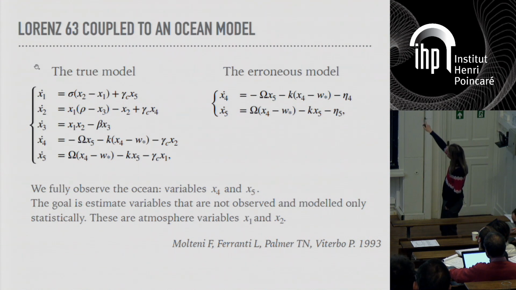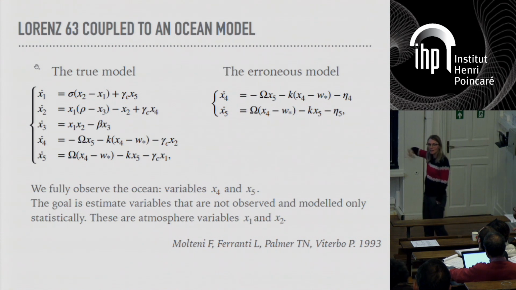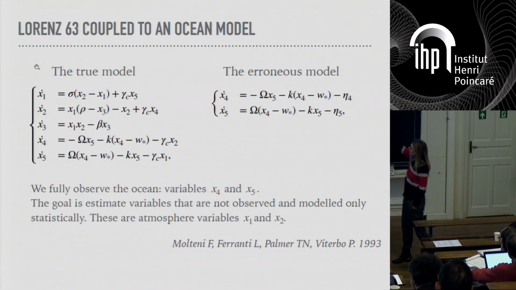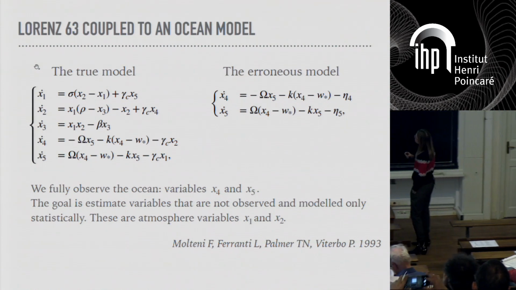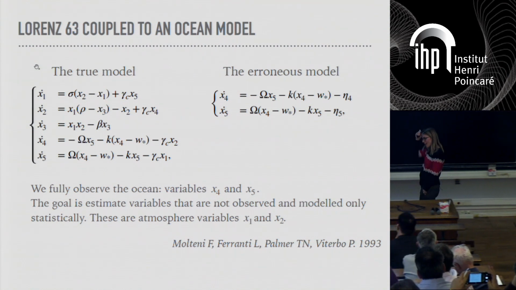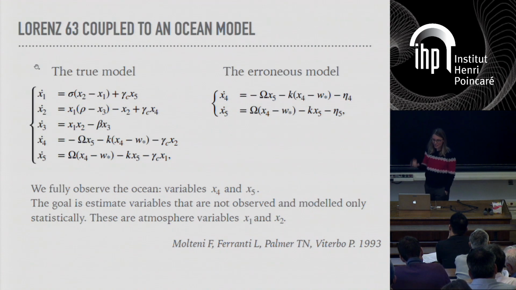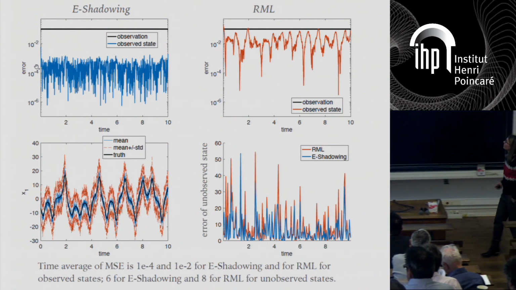So you see we have these eta terms, which are just random noise. However, in the true system, there is coupling involved. Then we observe the ocean variables, and what we would like to do is reconstruct the component of the atmosphere. So this is the figure that we show.